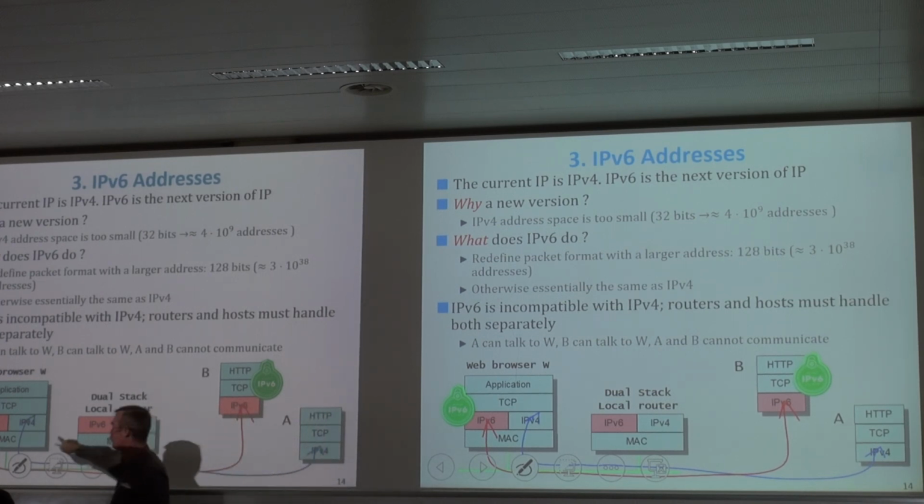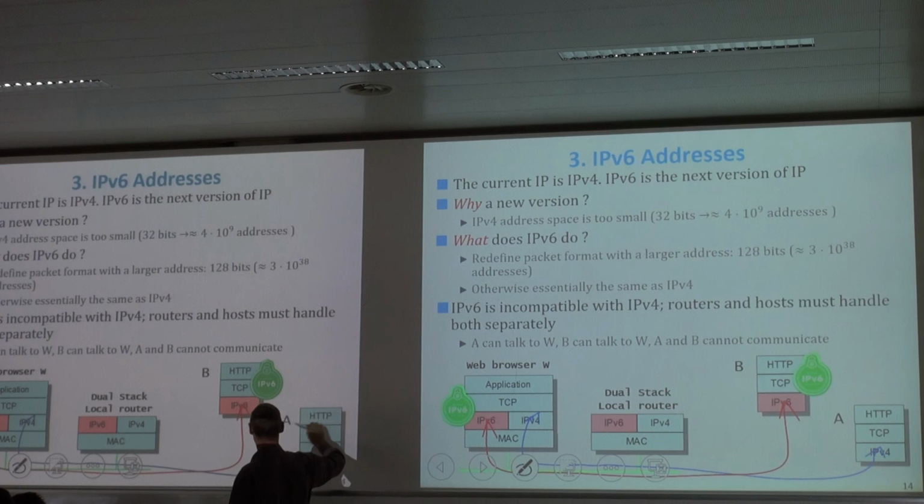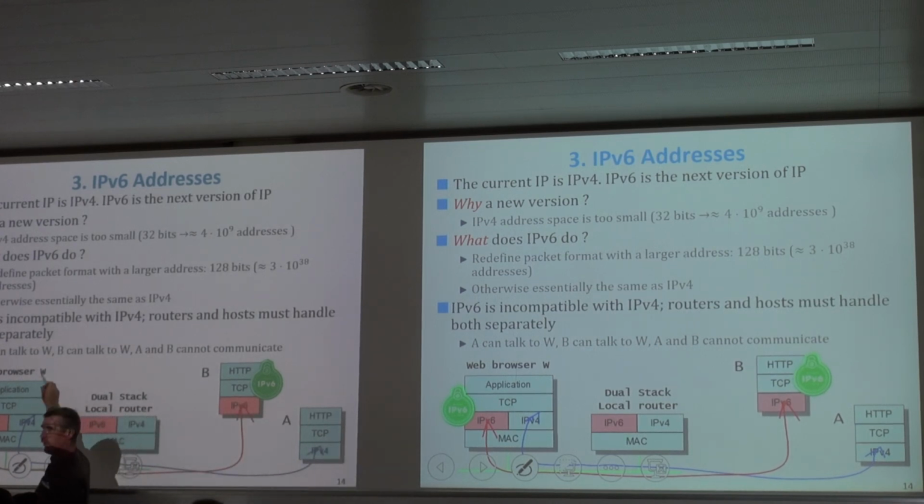B and W can talk because this guy has both. And we will see how the interworking will happen. We will need special tricks to make them work. If we do want A and B to talk, for example, if you are Skyping from A to B, you will need some machine in the middle, a Skype relay, for example, that understands both IPv4 and IPv6 and will serve as a relay.